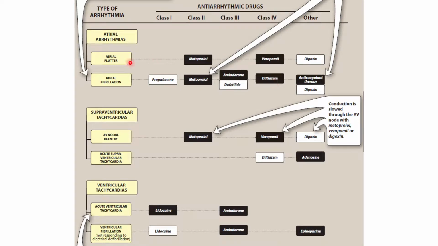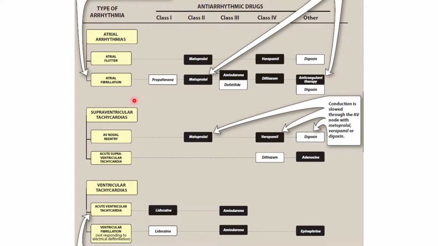And then atrial fibrillation is a potentially hazardous disease because it can lead to death. So atrial fibrillation is more dangerous than atrial flutter because with atrial flutter the patient can survive without treatment. Atrial fibrillation usually requires prompt treatment. And then the class 3 amiodarone is also indicated, as well as anticoagulant therapy with aspirin.